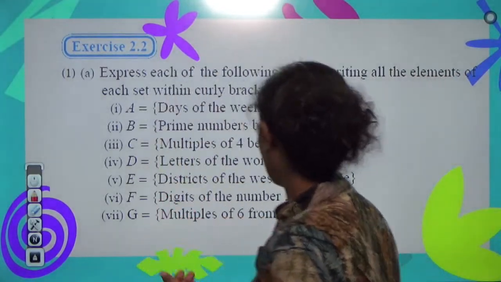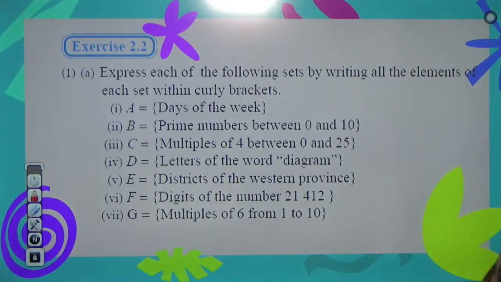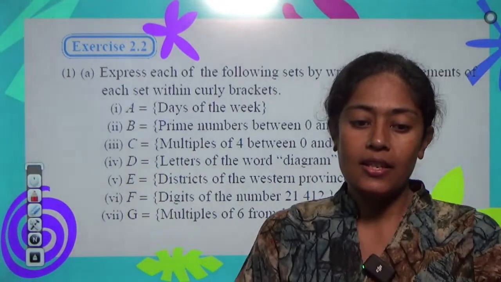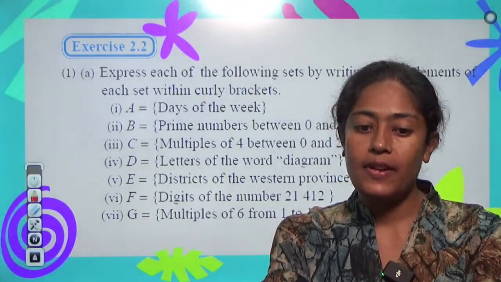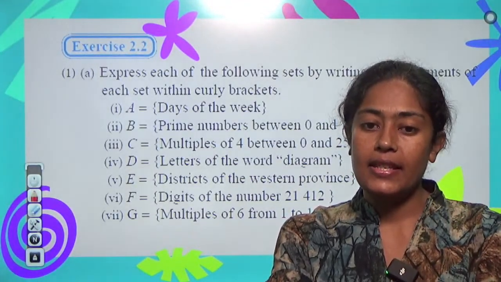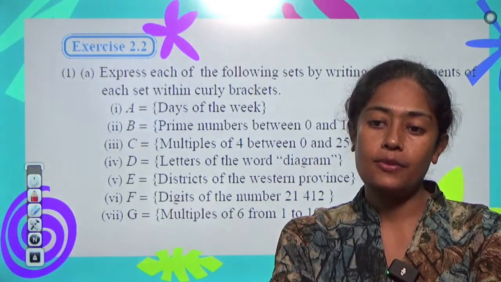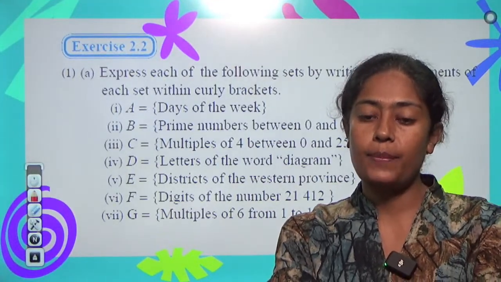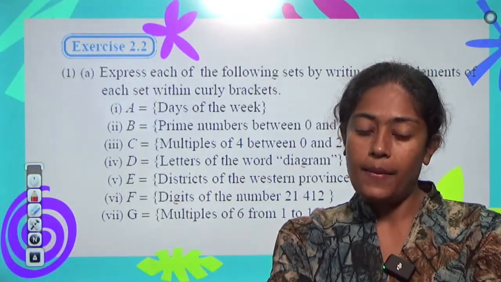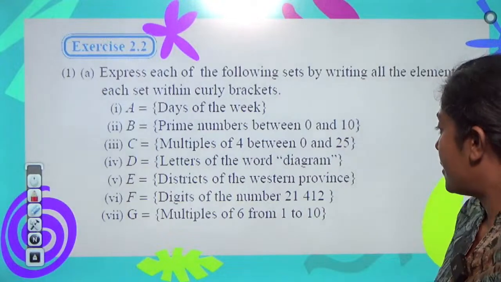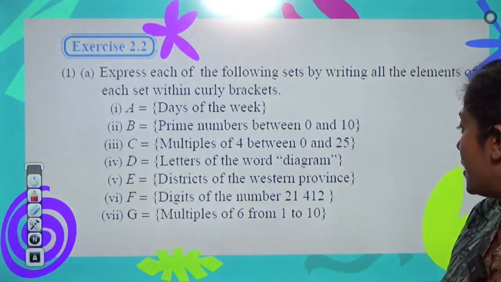Next one, districts of the Western Province. That one also we have done last day. So, within curly brackets you have to write what are the districts. Yes, Colombo, Kalutara, Gampaha. You have to separate all those by using commas. Right.